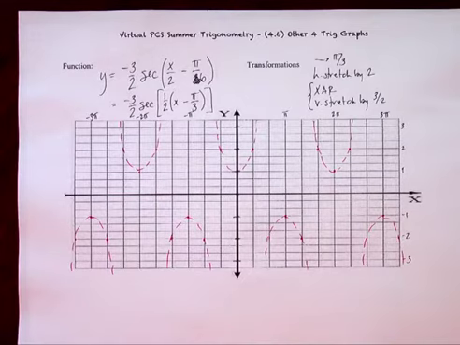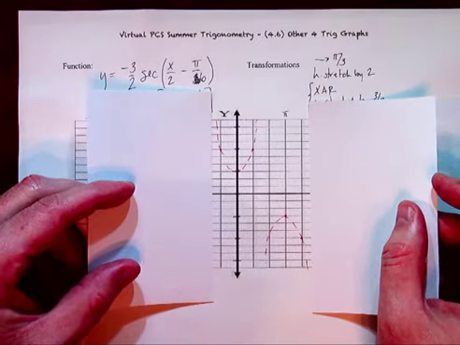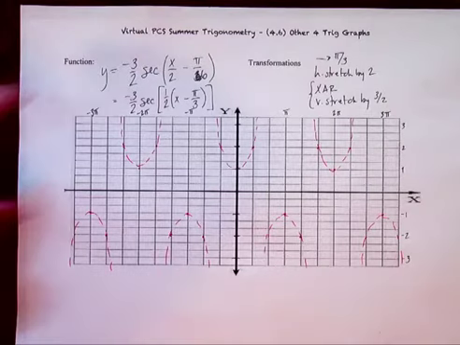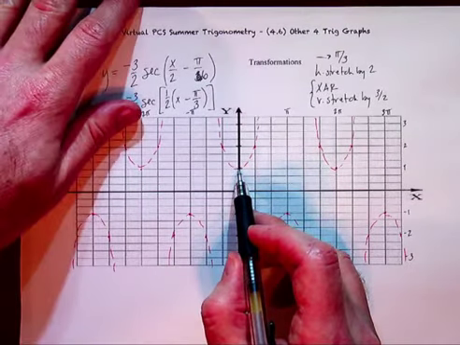So let's go ahead and perform. Just go ahead and concentrate on that full period. We'll transform that full period, and then we'll extrapolate out from there. Let's go ahead and take this point. That's our most familiar point. We're going to move it over pi over 3.